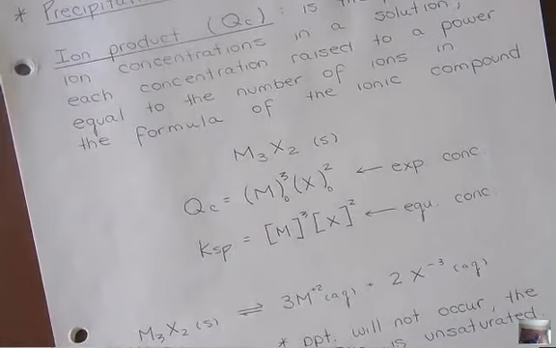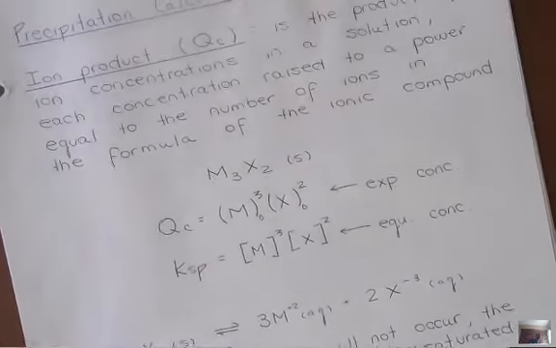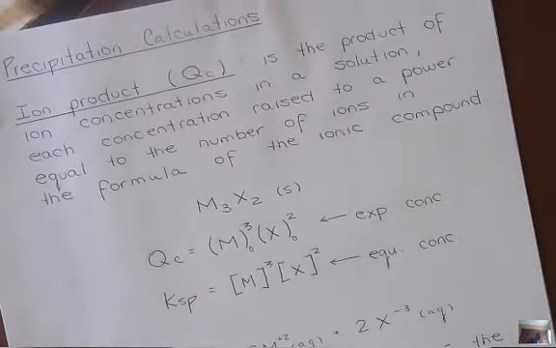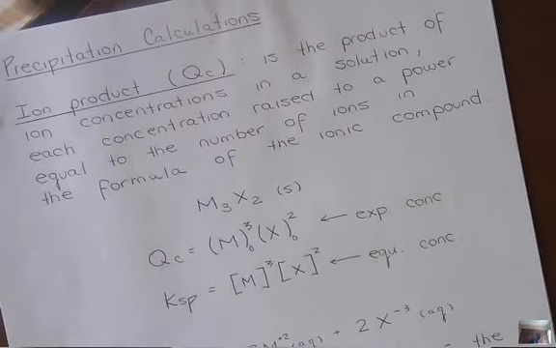Okay? So how are we going to tell? Well, what we're going to do is compare the ion product, which is the Q value, with the KSP. So let's talk about the definition of the ion product. So the ion product QC, and we saw this back in chapter 15 when we talked about QC for equilibrium expressions.